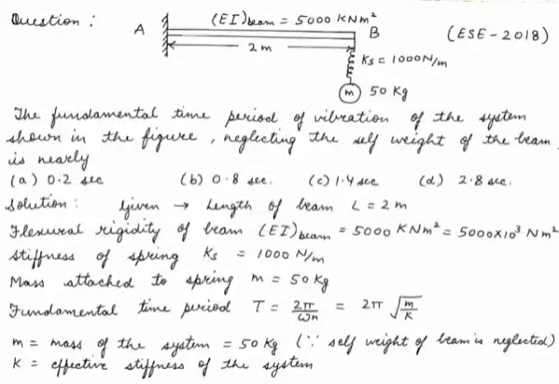Namaste. In the question, we see a cantilever beam AB whose end A is fixed and the free end B is connected to one end of a spring. The other end of the spring is connected to mass M. The length and flexural rigidity EI of the beam are given to us in the question. The stiffness of the spring is also given to us.